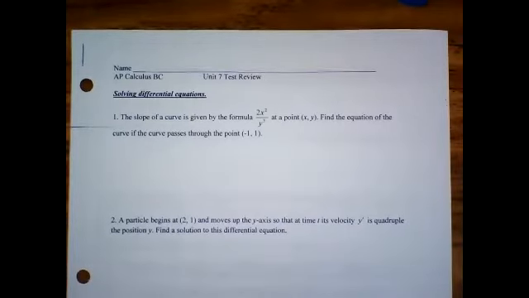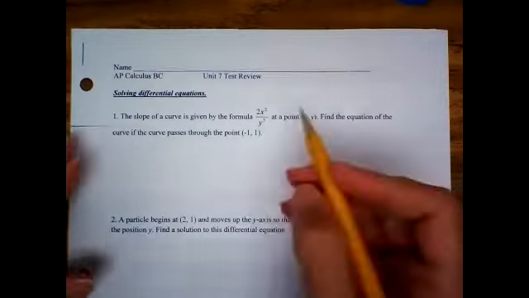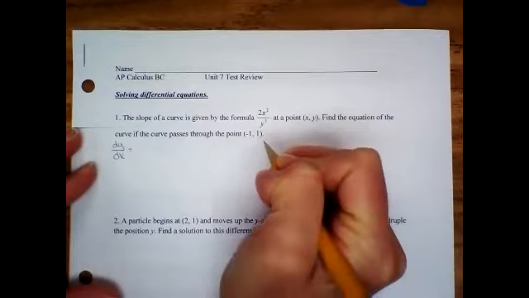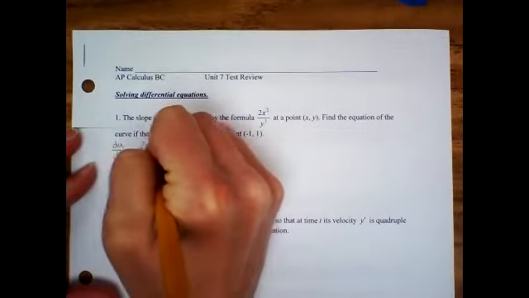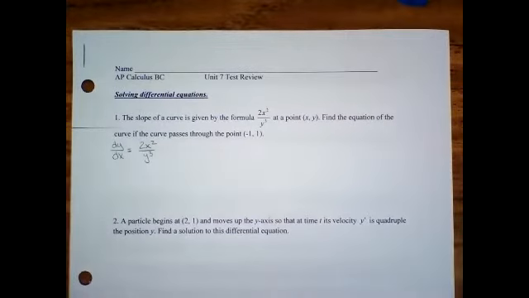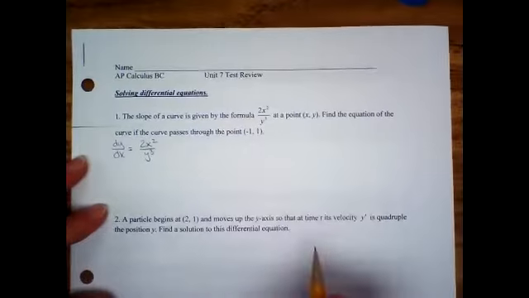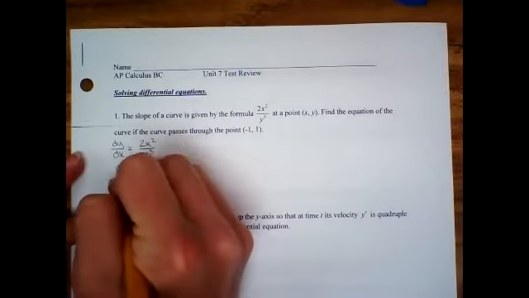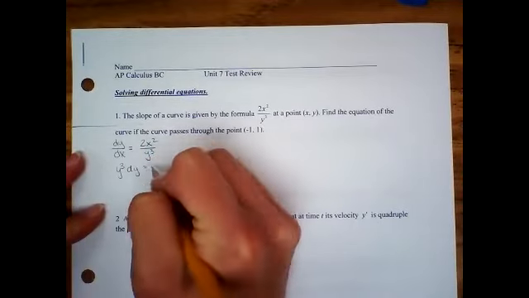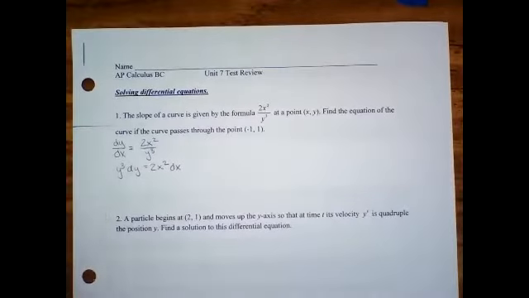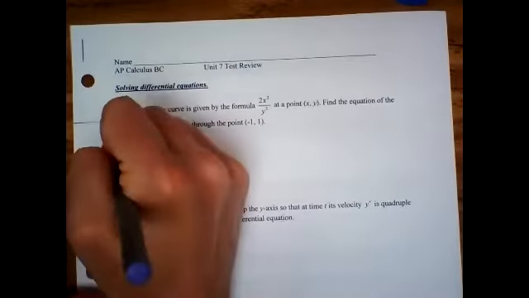Okay, so for this first one, it says the slope of a curve is given by that formula. So that is our dy dx. And we want to solve the differential equation for this initial condition, (-1, 1). So we're going to basically cross multiply over the y cubed, and then multiply over the dx. And then we're going to do the antiderivative.